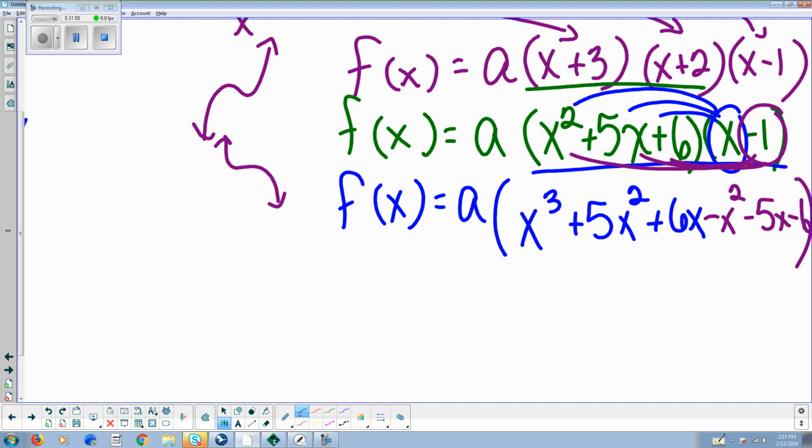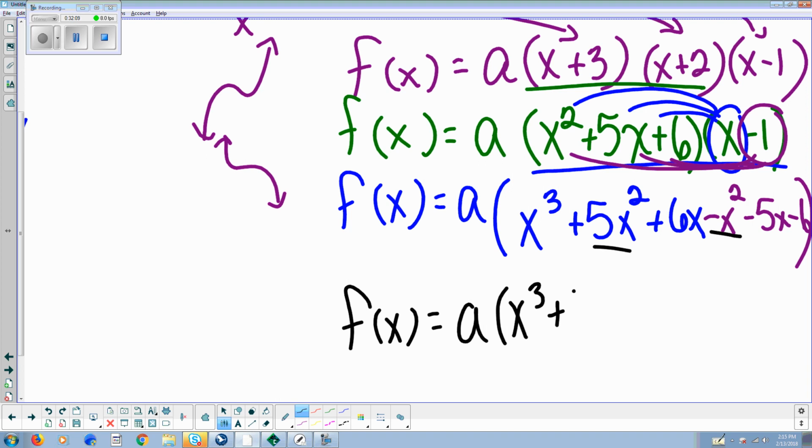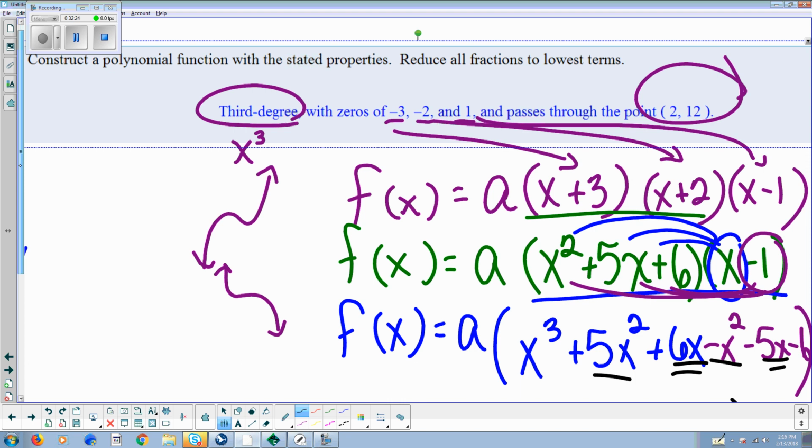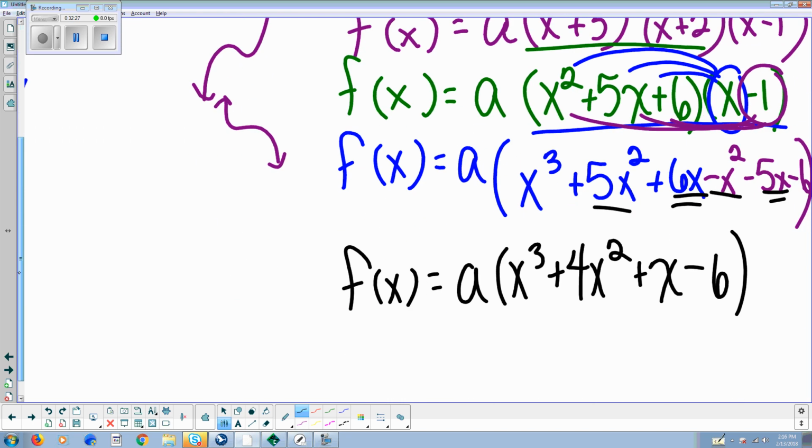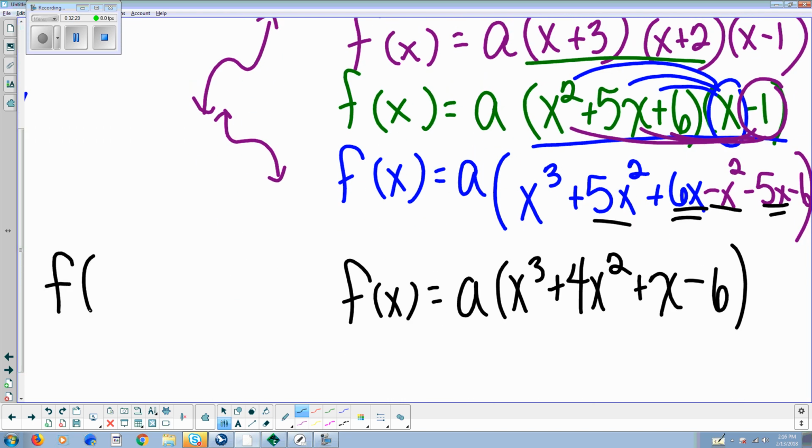Let's clean up and combine like terms. F of x equals a times x cubed, which has nothing to combine with it. 5x squared minus 1x squared is 4x squared. 6x minus 5x is 1x, minus 6. Okay, last we're saying this particular graph has to go through the point (2, 12). So that means if I substitute in f of 2, I'm going to get 12 for an answer.